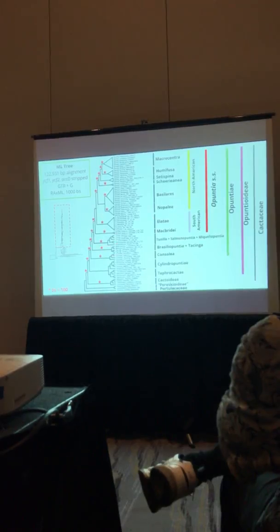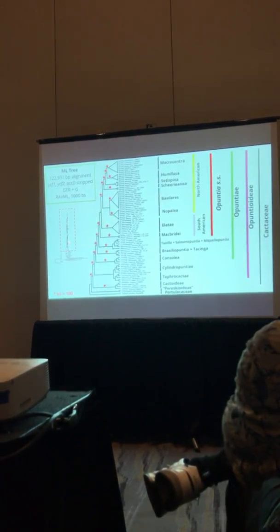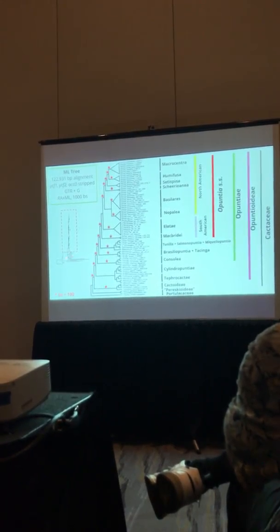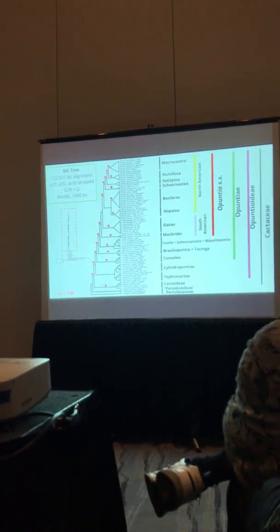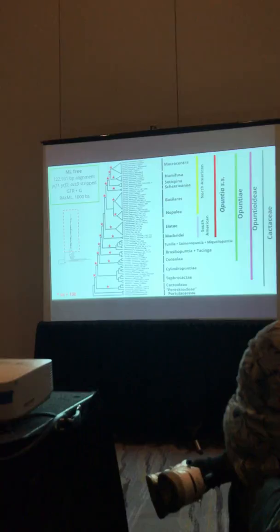What really calls attention when we look at the phylogram is the really short branch of the Opuntieae tribe when we compare it to the Tephrocacti, Cylindropuntieae, and especially with the Cactoid plastome. That is something that deserves further study.